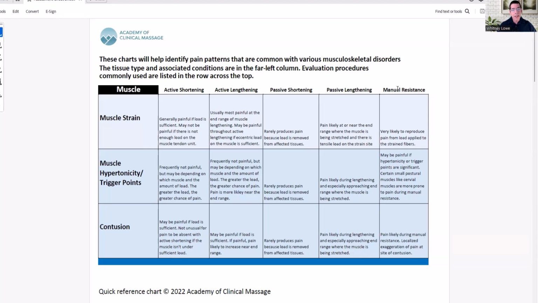Now, the way the sheet is set up, we have these different types of motions or evaluation procedures across the top. And then down here on each page or category here, we're going to look at one type of tissue.